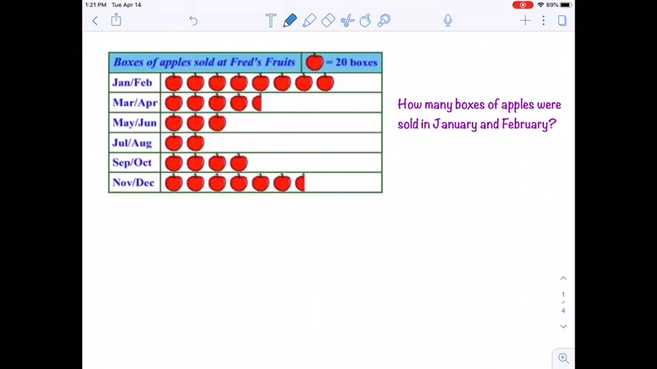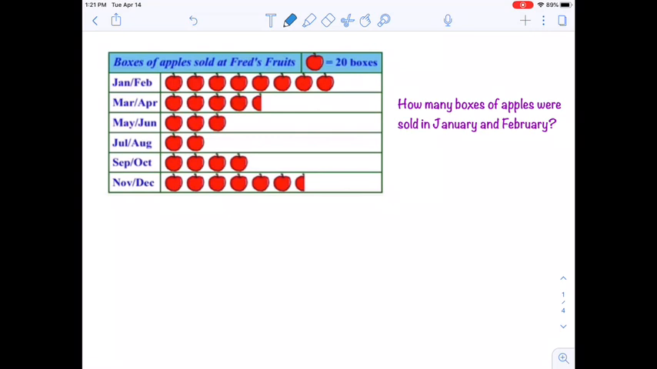Today we're going to use this pictograph to answer some questions. We can see that our pictograph is about boxes of apples sold at Fred's Fruits, and we need to look at what the key tells us. The key tells us that one apple represents 20 boxes. So every apple we see represents 20 boxes of apples that were sold at Fred's Fruits.